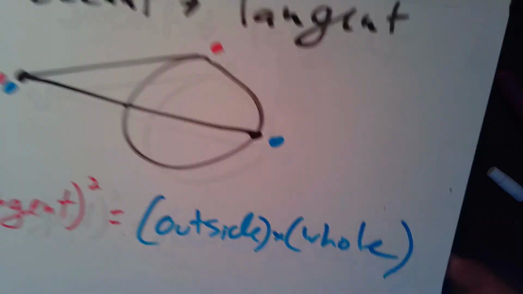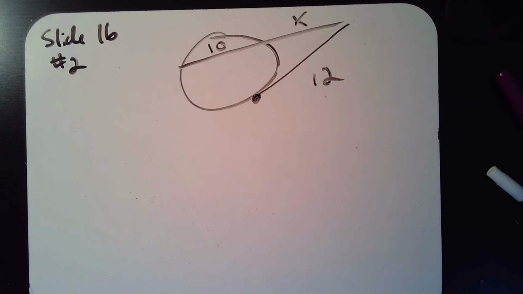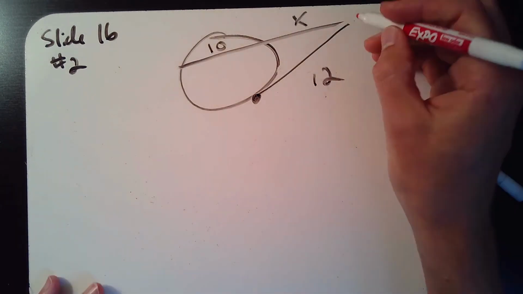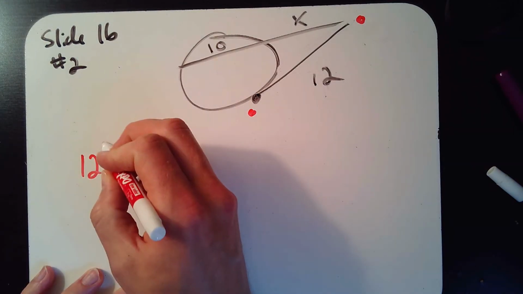So let's see. This is example number 2 from slide 16. All right, so it's clearly a tangent and a secant. So first is the tangent squared. You can do it in either order, but whatever. Tangent squared is 12 squared.